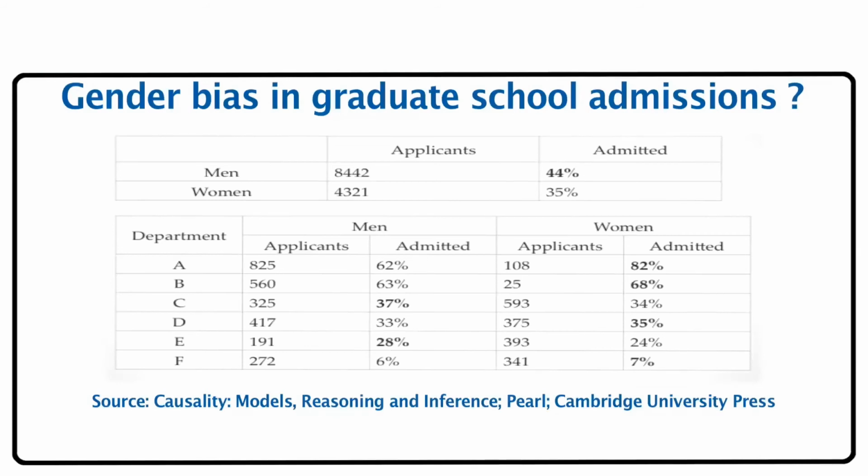Further analysis of the data showed that there was a third variable which was confounding this association, and this was the department to which the candidate applied. It turned out that women tended to apply to more competitive departments, and it is this competition and not the gender which led to women being accepted less than men at UC Berkeley. Thus, failure to account for department would lead to erroneous conclusions about there being gender bias.